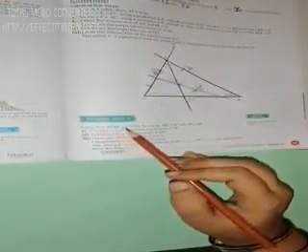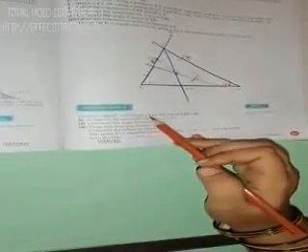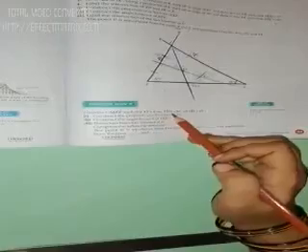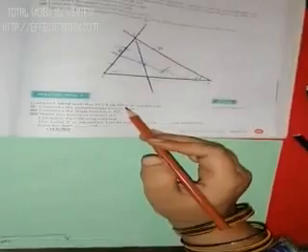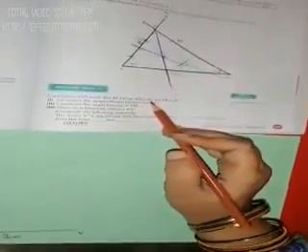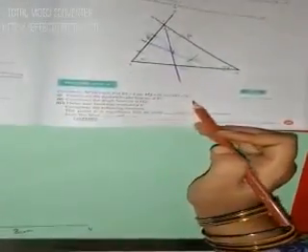Construct triangle XYZ such that XY is equal to this and angle Y is equal to this and angle X is equal to this. So for this triangle I am going to draw the line XY of 8 cm here. So 8 cm I have drawn the line 8 cm. Now the next step is to construct the angle of 56 and 48 degree.